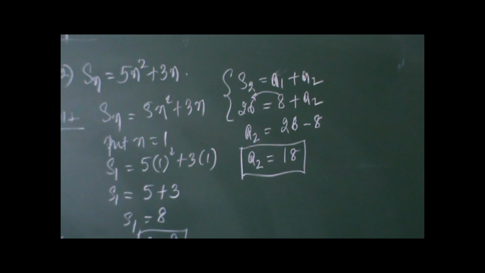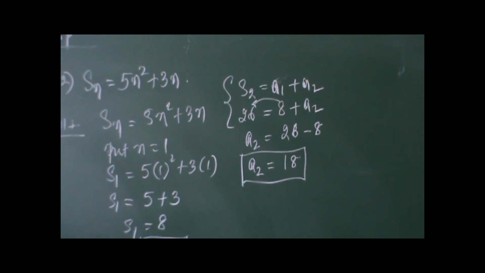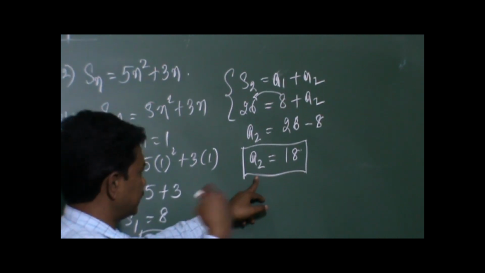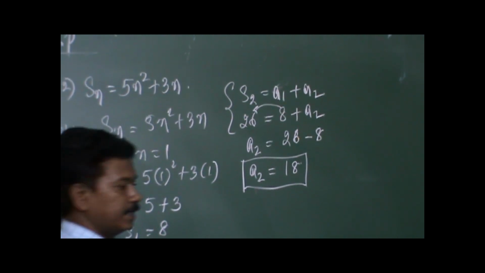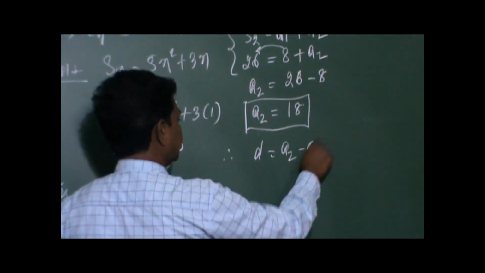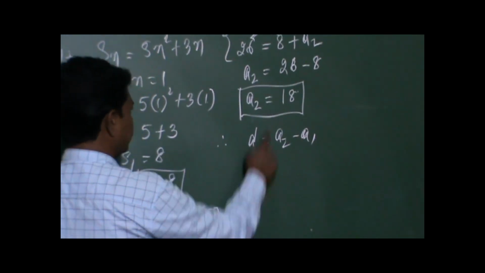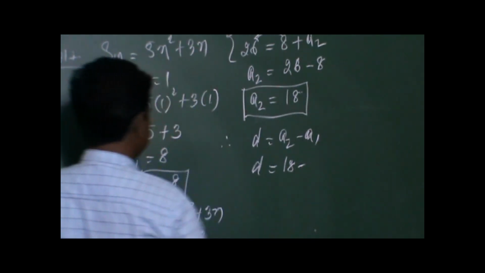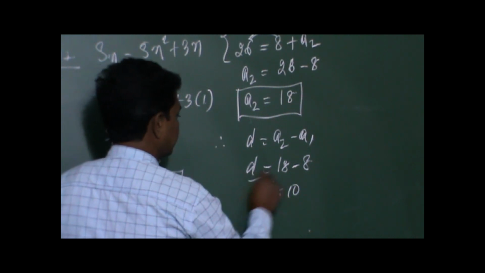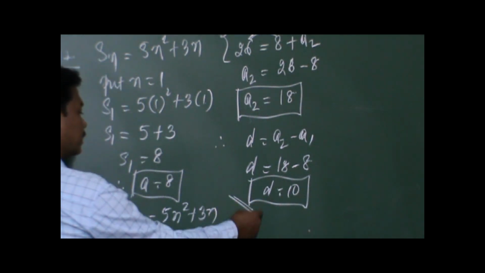So we have got the second term. So we have the first term here, we have the second term here. So when we subtract a2 minus a1, we are going to get d. So therefore d is equal to a2 minus a1. So d is equal to a2 is 18 minus a1 is 8. So therefore d is 10. So this is the method of finding out d.